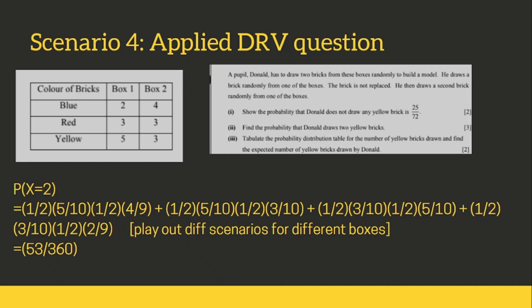So basically, the first set is for box 1 first. Then the second one is a mix and match. The third one is also a mix and match, before the final one is solely on box 2 doing both draws. And that's how you will get the 53 over 360.